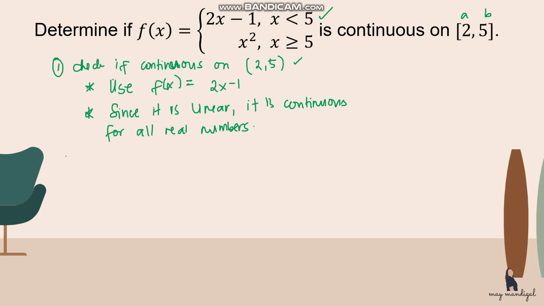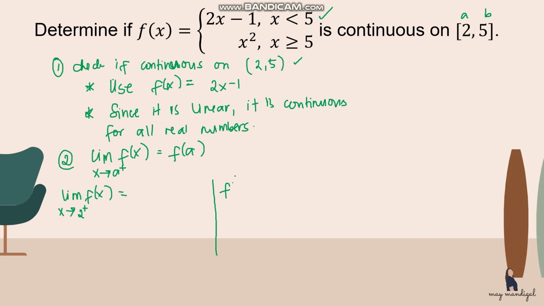Next, after checking, it's already continuous. Let's go to the next one. We have to check if the limit of f of x as x approaches a from the right is equal with f of a. So, our limit here, limit of f of x as x approaches a, our a is 2, so 2 from the right. And then later, we will check also f of 2. So, we have to check if they are equal.